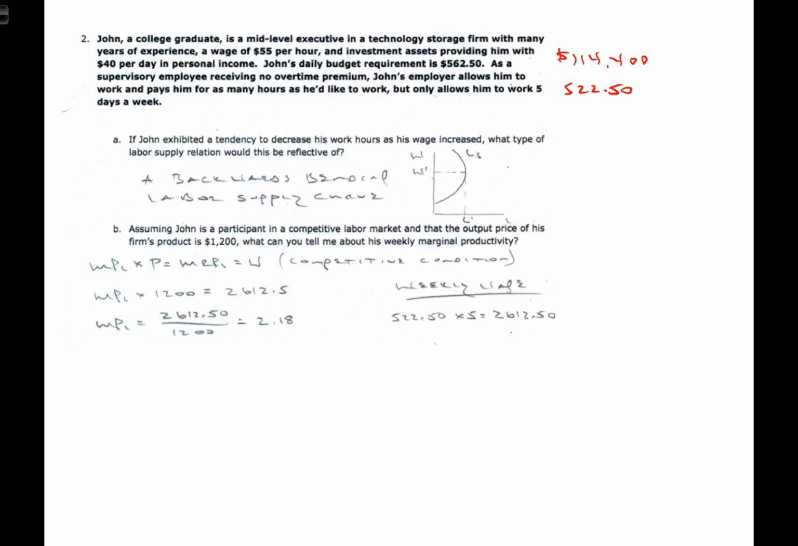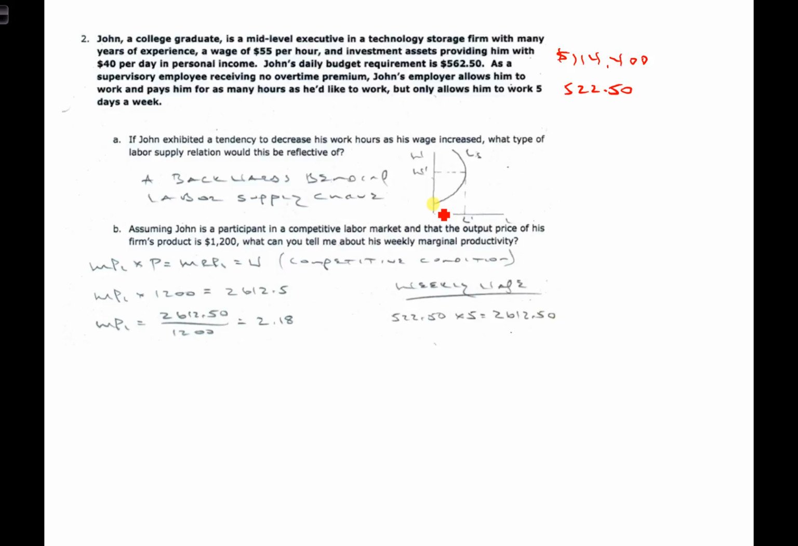If John exhibits some tendency to decrease his work hours as his wage increases, what's the labor-supply relationship reflective of? You'll recall this from the labor supply module. So if he wants to decrease hours as the wage increases, then maybe we have some tendency where it's increasing to a certain point and then decreasing as the wage increases. So he's got that tendency. What type of supply is this? Well, this is a backwards bending labor supply.